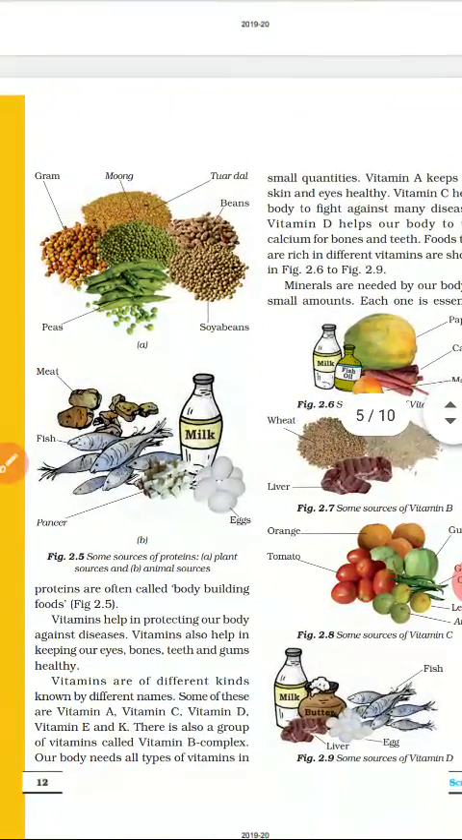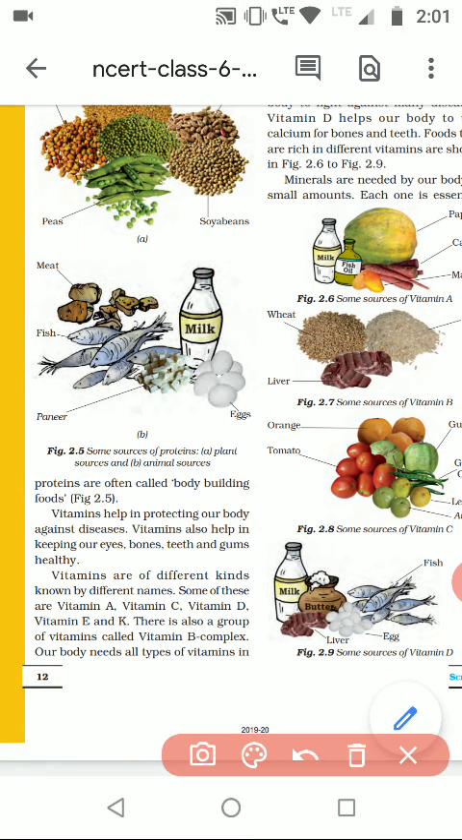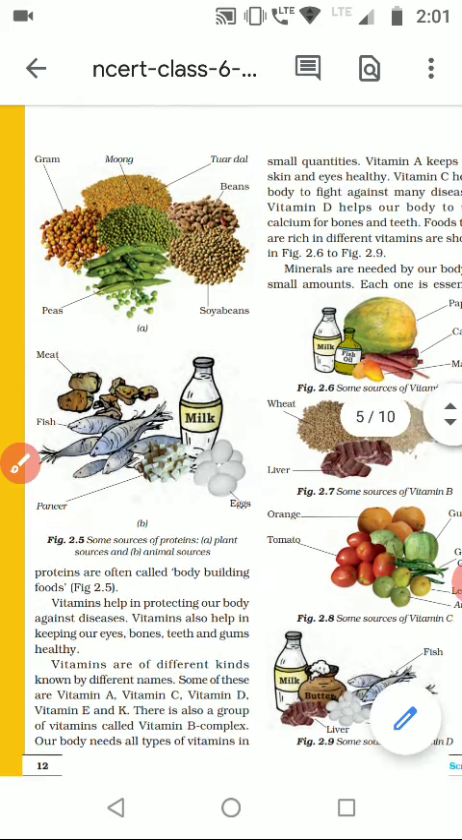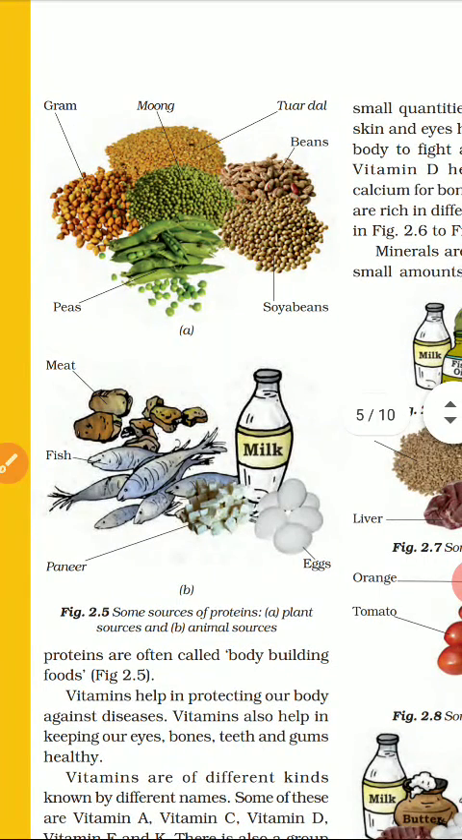Proteins are the bodybuilding food. Here it's given, proteins are the bodybuilding food. So let us understand the examples of proteins. These are the examples of protein, figure 2.5. The first figure shows the proteins available from plants.